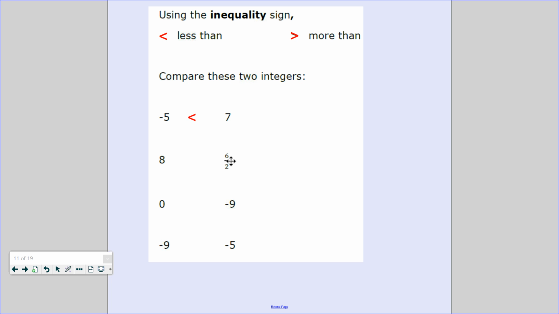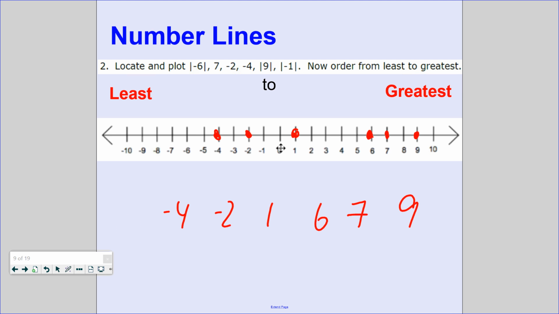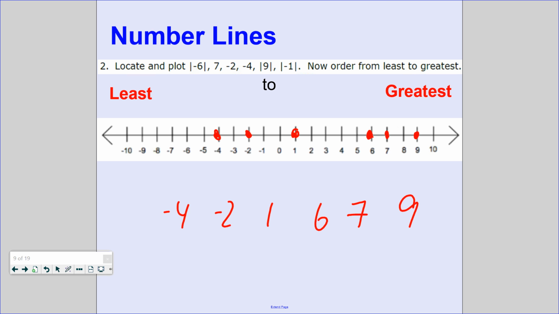8, what's 6 divided by 2? Or 6 halves? 3. Which one's greater, 8 or 3? 8. 8 is more than 3. 0 and negative 9. Which one would be greater? On the number line, if you look at this number line right here, 0 is greater than negative 9. So 0 is more than negative 9. And negative 9, negative 5. Which one's greater? Looking at this number line, negative 9 is less than negative 5.